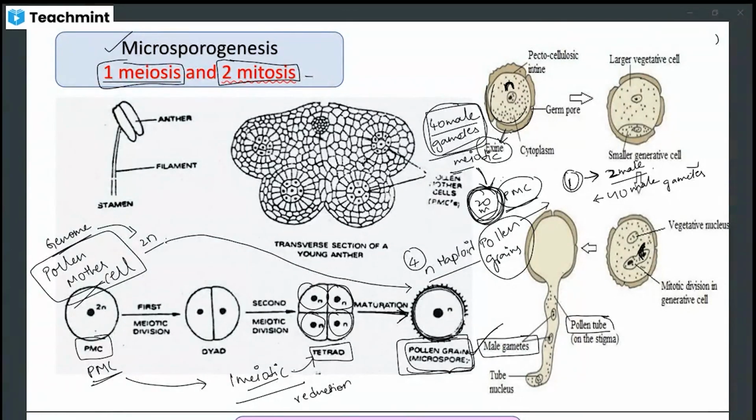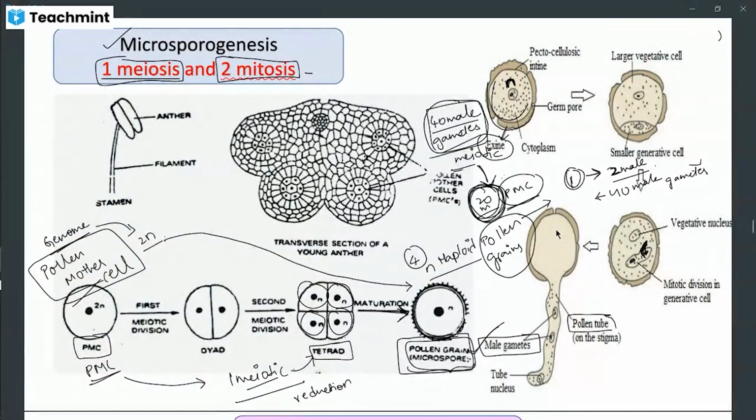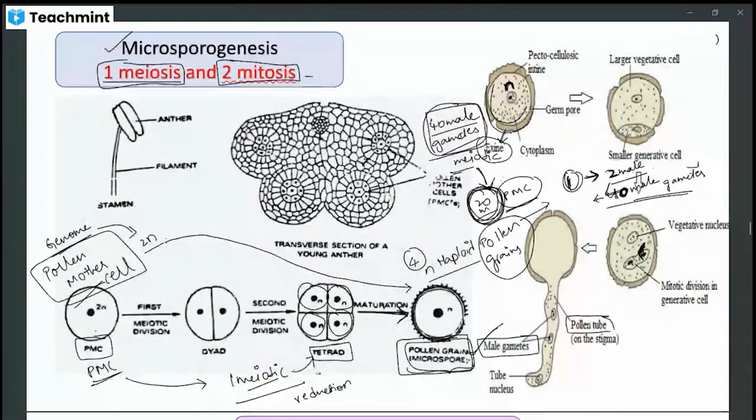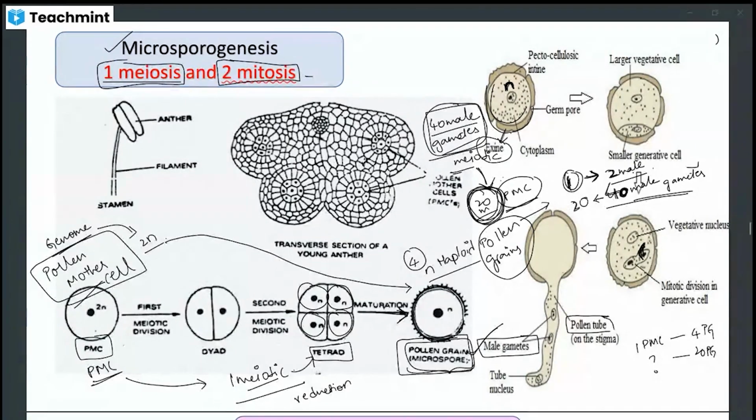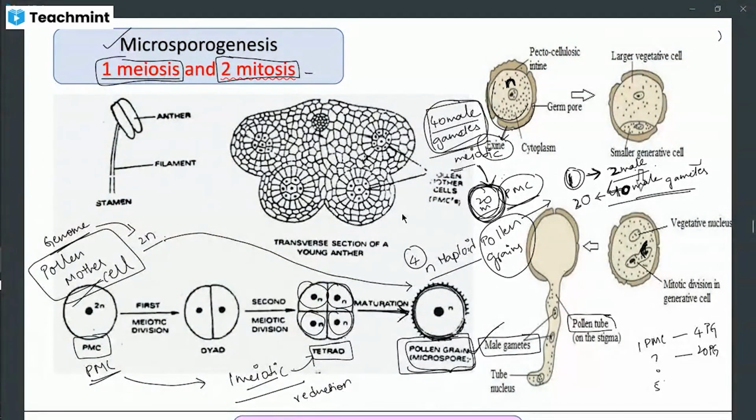Okay. Now I'm just asking, if one pollen grain leads to the formation of two male gametes, then how many pollen grains will produce 40 male gametes? How many pollen grains are required to produce 40 male gametes? Okay, 20. So 20. And from one pollen mother cell, if we produce 4 pollen grains, then 20 pollen grains will be produced from how many pollen mother cells? 5. So hope you now understood.